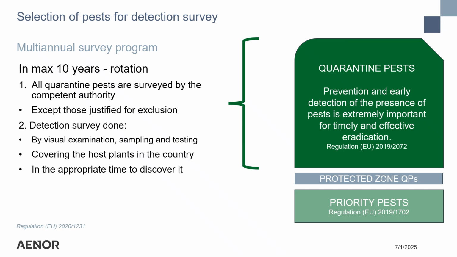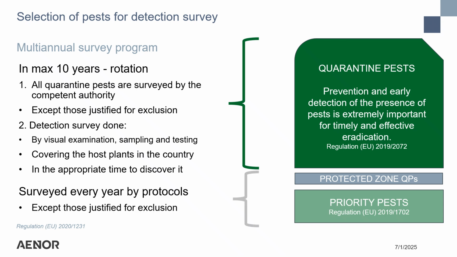The National Plant Protection Organization defines a scope of each survey as regards the area concerned and the time scale covered, as well as the pests which are on the plants and commodities targeted. Detection survey is done by visual examination, sampling and testing, covering the host plants in the country at the appropriate time to discover it. If the EU member state has also a protected zone for quarantine pests, this needs to be surveyed annually. This is required also for priority pests, except those justified for exclusion.